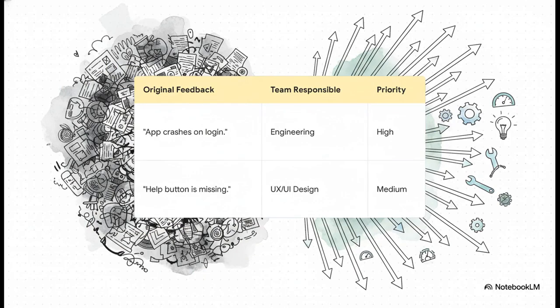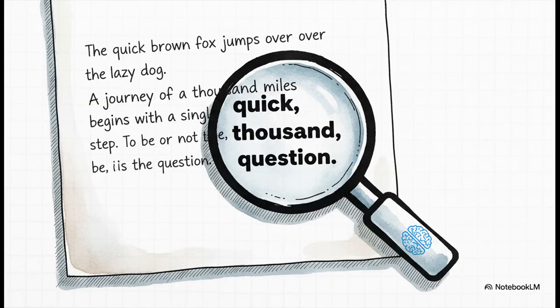Take a look at this example of categorizing user feedback. Instead of just getting a messy wall of text back, asking for a table with columns for the feedback, the responsible team, and the priority level, well, that makes the information immediately organized, sortable, and ready to use. Here's another fantastic formatting pro tip. If you're using an AI to proofread a document for you, just ask it to make all changes in bold. This way, you can instantly see exactly what was edited, which saves you a ton of time and effort.